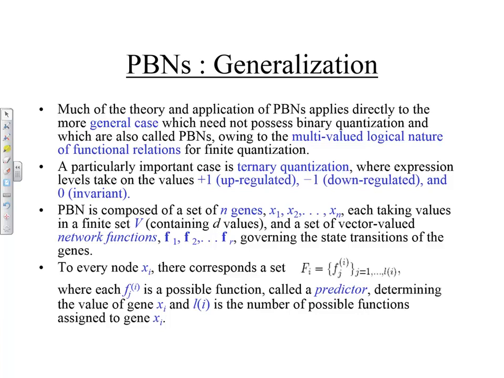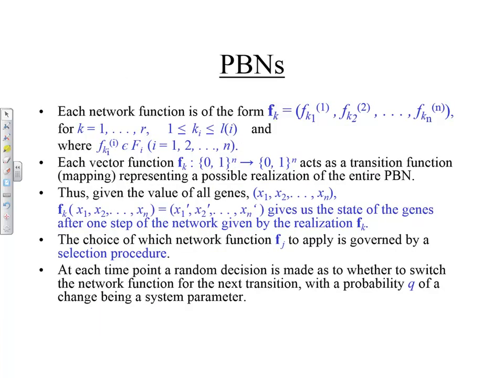So to every node xi, there corresponds a set Fi, which is made up of li different predictor functions, right? Where each Fij is a possible function, which is called a predictor, determining the value of gene xi, and li is the number of possible functions that are assigned to gene xi. So this is just the mathematical part, like I mean the ideas I have already explained, but we can just quickly run through this.